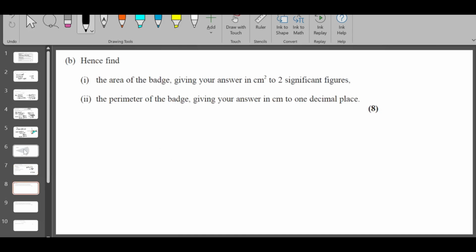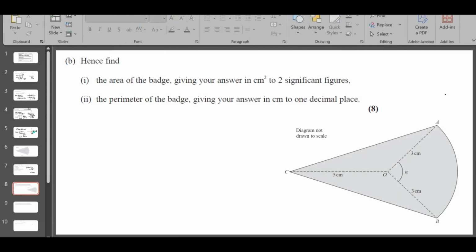Part B now. Hence find the area of the badge. Okay, they want you to find the total area of the badge. I'm going to put the figure here. In the previous part, it's given the area of the sector is 7.2. Now we need to find the area of this and this. Since these two are congruent triangles, just find one area, multiply by 2.